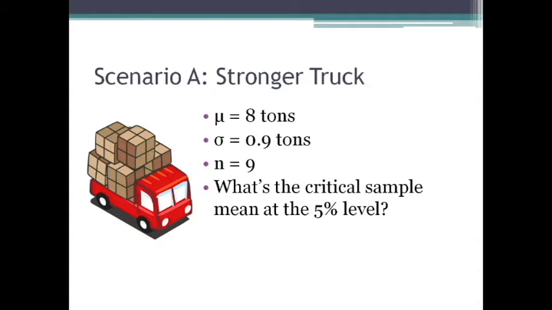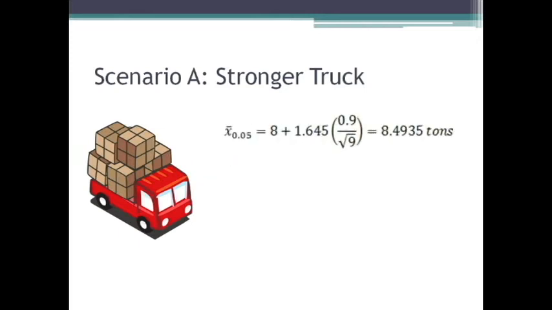What's the smallest amount they can haul and still achieve statistical significance and still be able to say this is an improvement over before? It probably isn't random. And we'll put that at the 5% level. If you want, you can go ahead and pause the video and try to calculate that yourself. So you should have gotten about 8.5 tons.